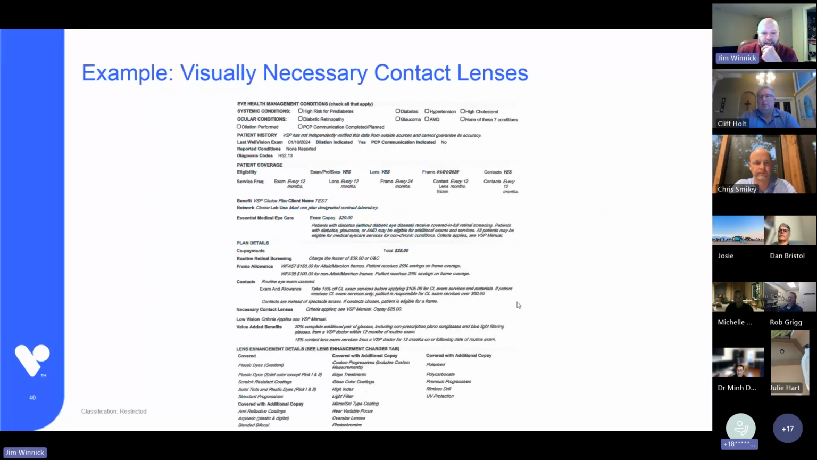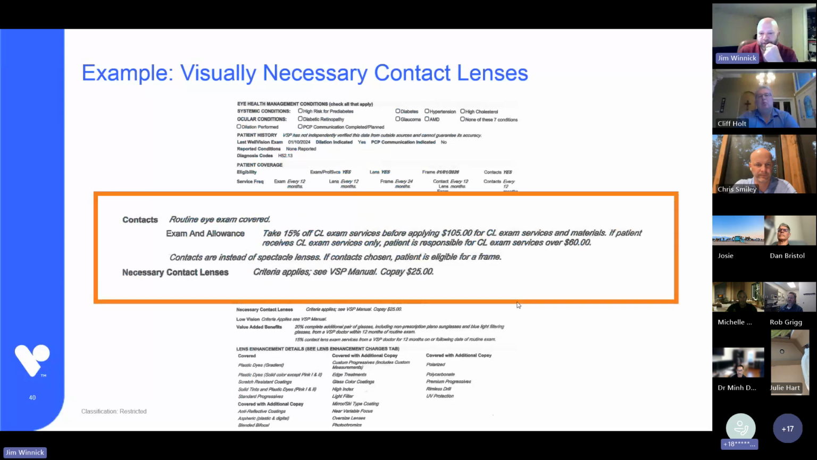So this, if they have it, will be listed under their standard contact lens allowance. The top is an exam plus materials plan at 105, and right below that is a single line item of necessary contact lenses with the copay. If that line item is not on their information sheet, they do not have the coverage. So look for it specifically. It's pretty prominent, but it's not 100%.